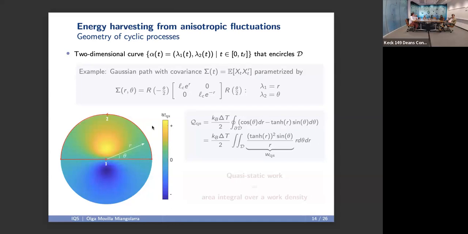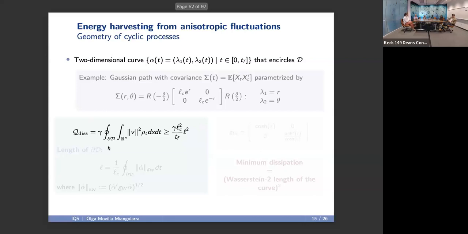Here each of the points in this plane represents a different probability distribution. It represents a different r and a different theta, which characterizes completely our Gaussian distributions. So what we see here is that if, for example, we go along this red curve, what we have found is that the quasi-static heat is really nothing but the area integral over this enclosed surface, weighted by this work density that has been color-coded. So the quasi-static work is really nothing but an area integral over a work density.